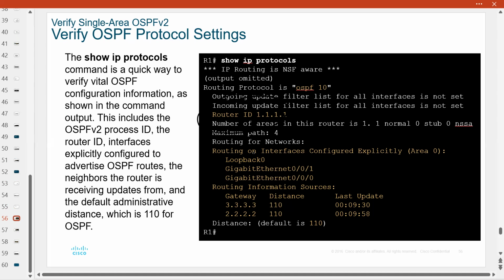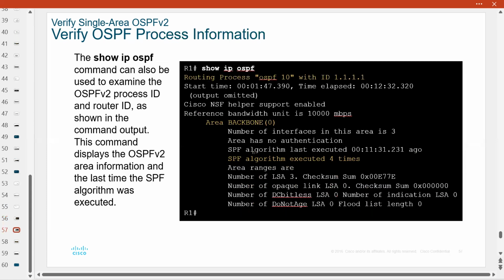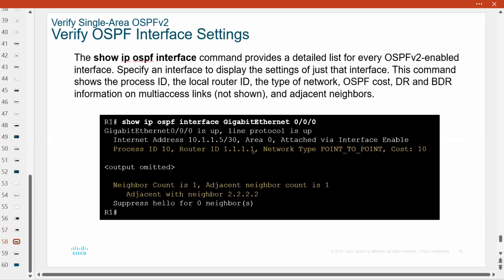This includes the process ID and the router ID. This is the information being forwarded. The interfaces are explicitly configured to advertise the route. For the neighbors, I can see the administrative distance. So some of these show commands show almost the same information. It just depends on what information you are looking for which specific command you will have to use. This one is show IP OSPF, and it has the router ID and the process ID as well. What else? The show IP OSPF interface.